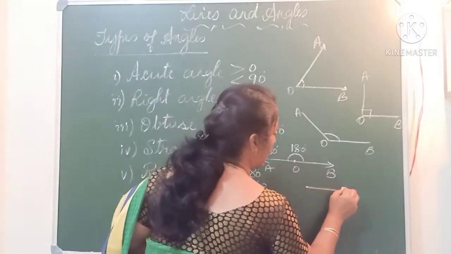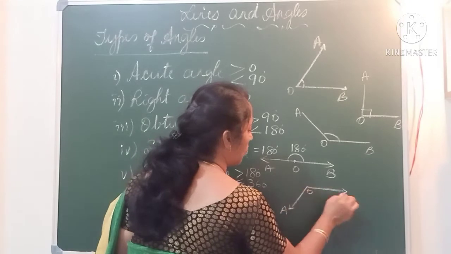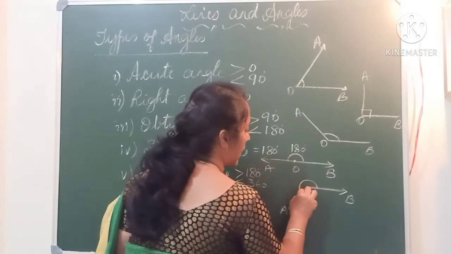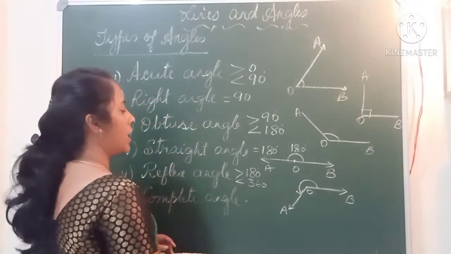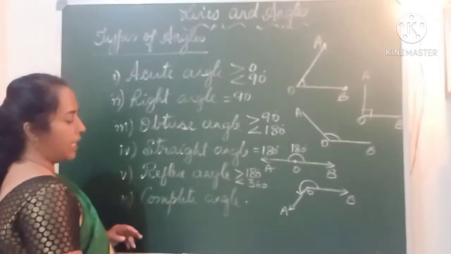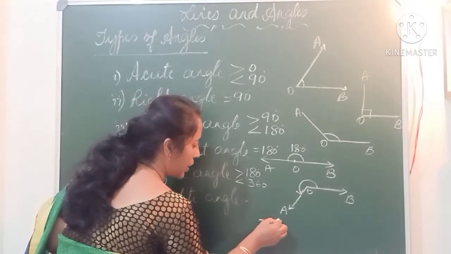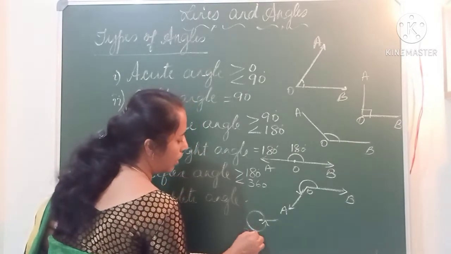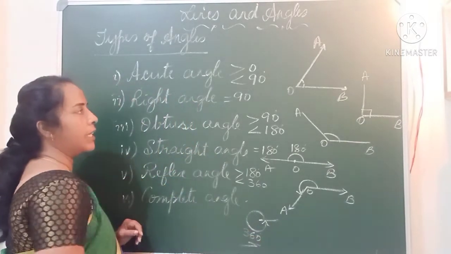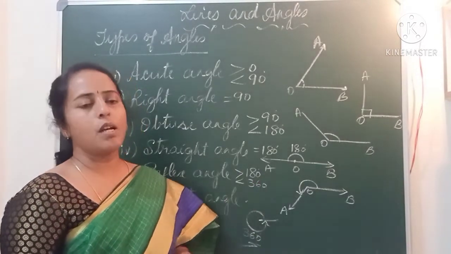So this angle AOB, greater than 180 but less than 360 degree, is said to be a reflex angle. So what do you mean by complete angle? The angle which measures 360 degree. That is called a complete angle. So these are all the types of angles according to their measurement.